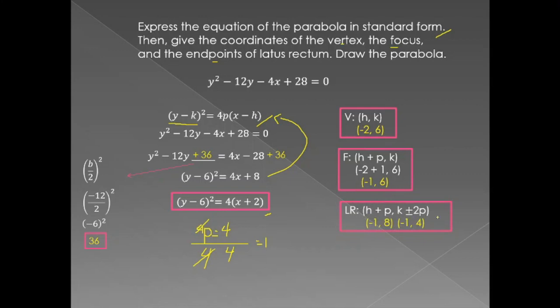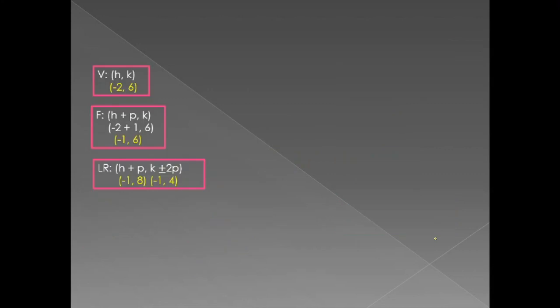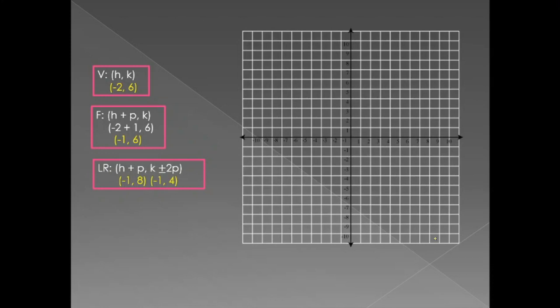Then, for the latus rectum, ito yung gamitin. So, pag sinolve mo siya, ang makukuha natin is negative 1, 8, and negative 1, 4. So, for the graph, we have the vertex, negative 2, 6. Ayun. And then, for the focus, we have negative 1, 6. And then, for the latus rectum, negative 1, 8, and negative 1, 4. So, andyan sila. And then, ang itsura ng graph natin ay, ayun.